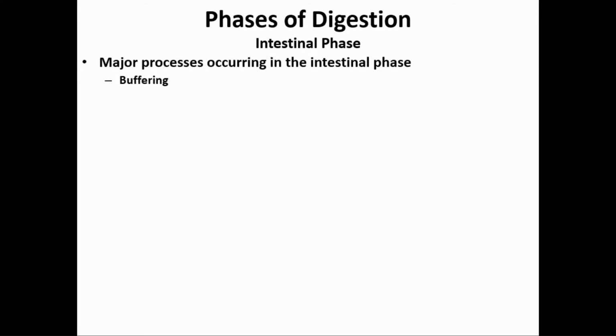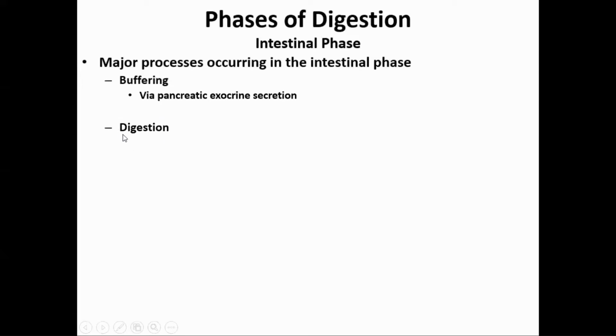This buffering is done by the release of bicarbonate from the pancreas, and the pancreas secretes bicarbonate in response to secretin. So this buffering action is through the exocrine secretion of the pancreas, right? After buffering is done, the digestion occurs.